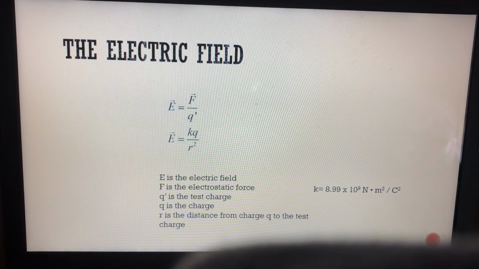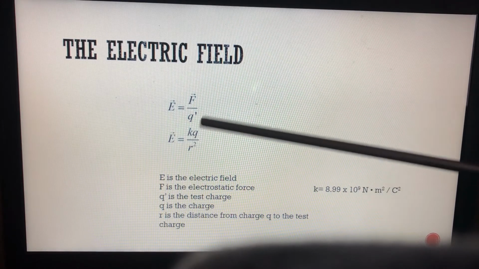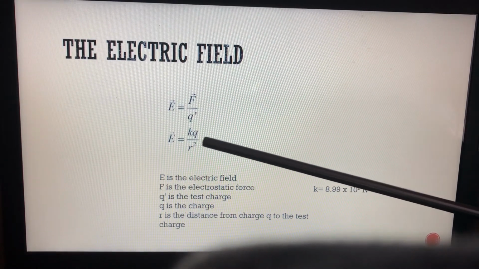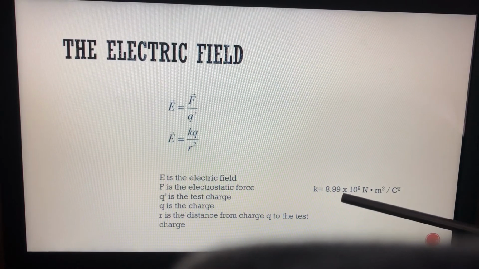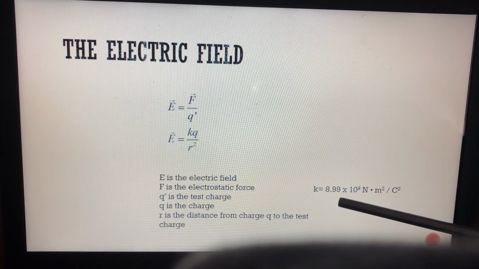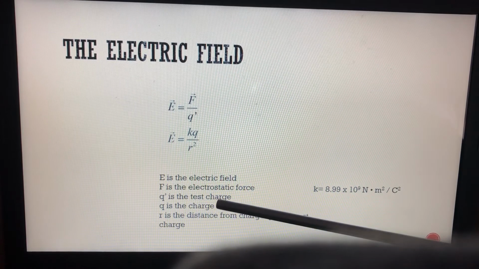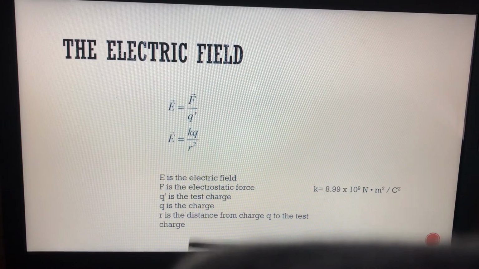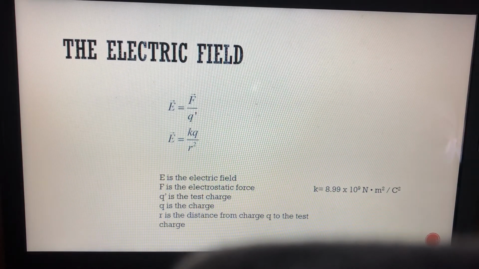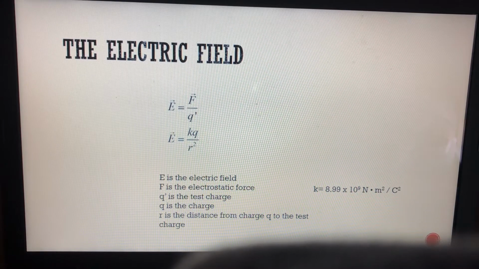The second equation here, we have E, again, the electric field, is equal to kQ over r squared. K is this constant over here, 8.99 times 10 to the 9th. Q is the charge, and r is the distance from the charge Q to the test charge. So just keep in mind those equations are important.